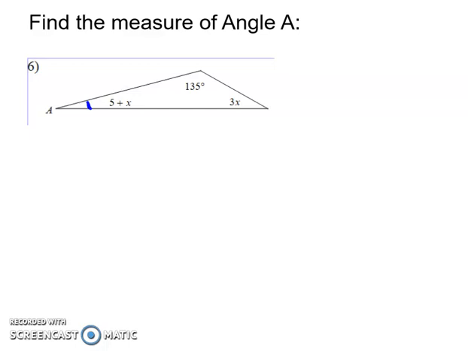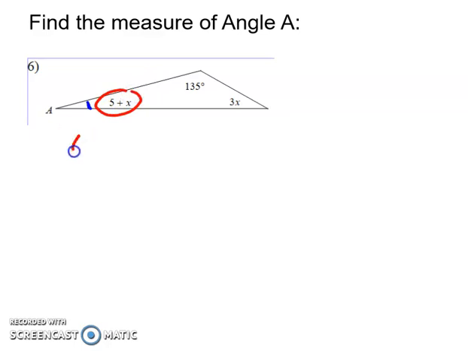So what we're going to do is we're going to add all these angles together, set it equal to 180, and then find x. And once we find x, we can then plug it in to this right here, 5 plus x, to find the measure of A. But first we need to find what the value of x is. So let's do that now.